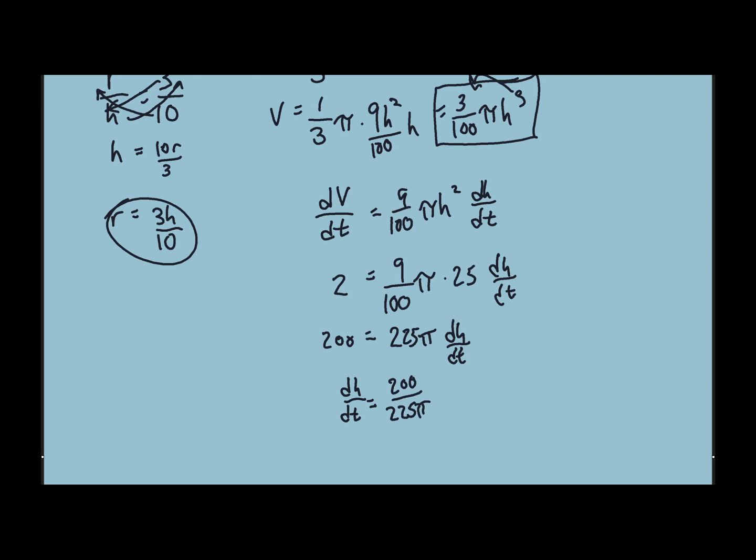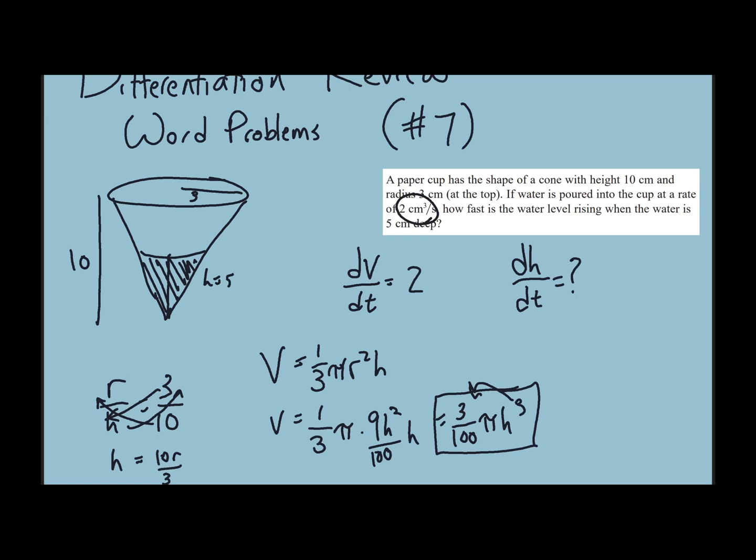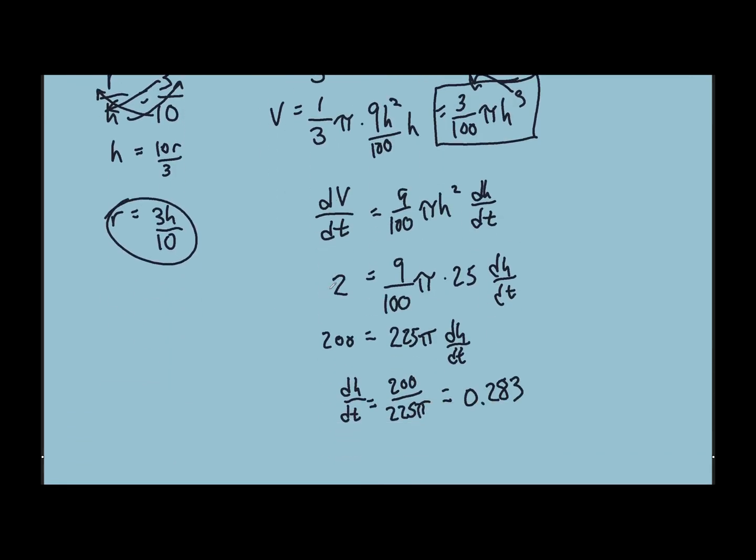I think I have a pi button here. I do. It's going to work out to 0.283. Now the question is, what is the unit? It's a change in height. They give us a length. It's centimeters per second.